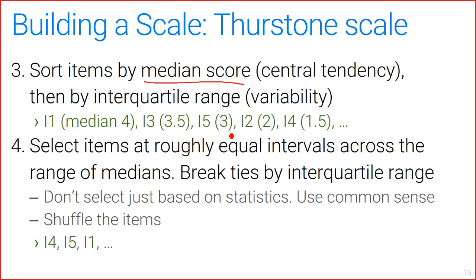Then in step 4, what we do is we select a certain number of items that we want to ask people about. And the idea is that we more or less do it covering the full range. So we could do something like the first, the one in the middle, and the last one. And that way we are covering more or less the whole spectrum.